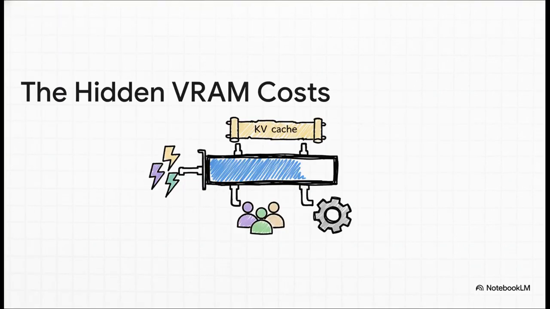Well, here they are. The KV cache is a huge one. It's what helps the model generate text quickly, but its size grows and grows with your context length. It can easily eat up gigabytes of VRAM. Then you've got activations, which are like the model's short-term memory. You've got batching, framework overhead. They all add their own little tax on top of the model weights.